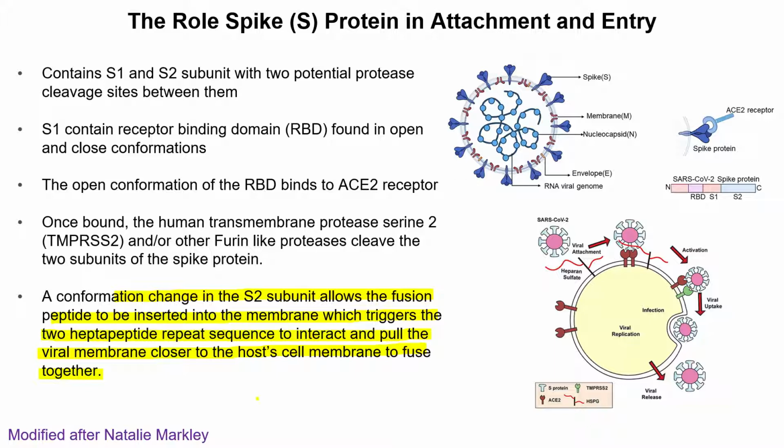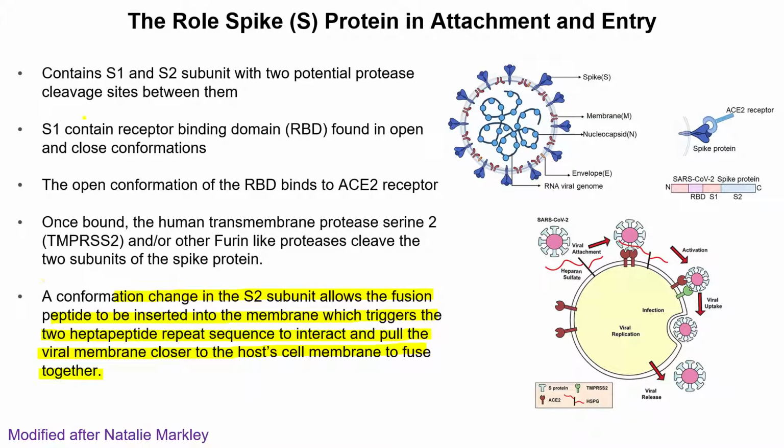So that's basically the repeat information. Just understand that S1 and S2 separate, the fusion peptide is exposed and inserted into the membrane, and that's the mechanism. Just the basic mechanism is good enough.